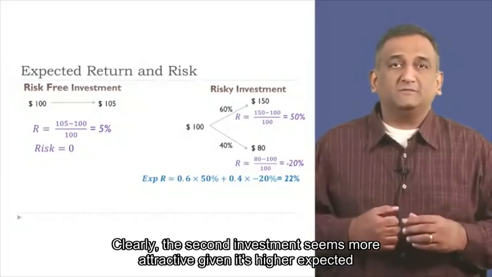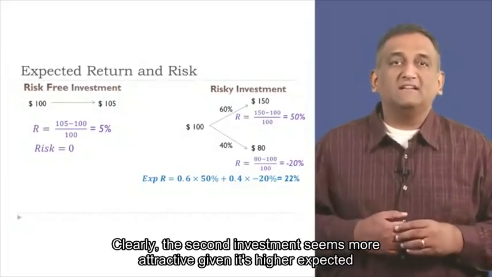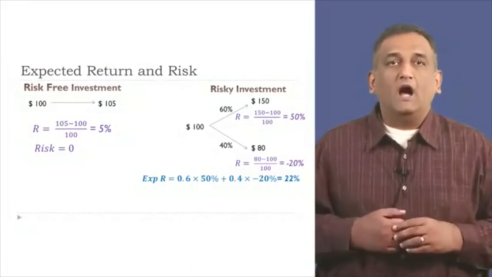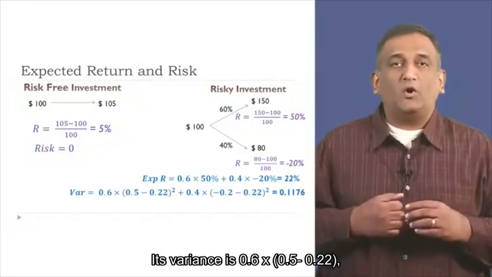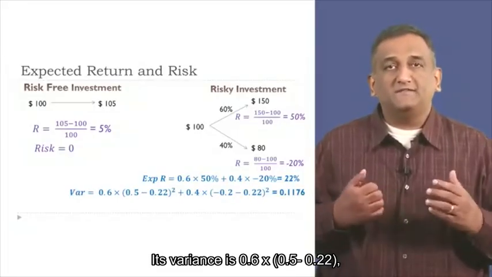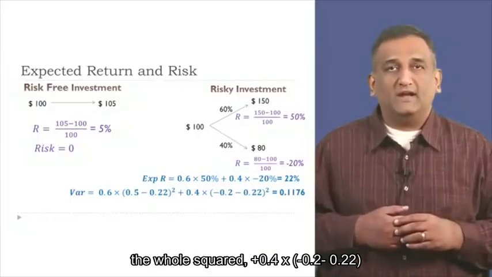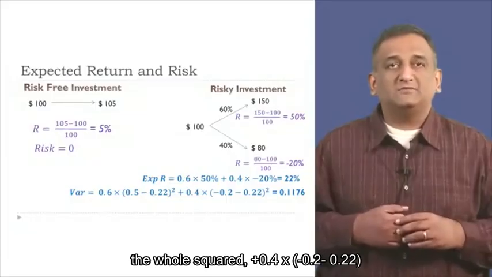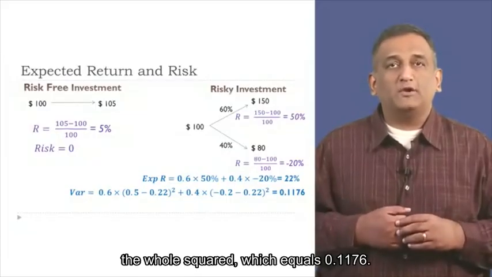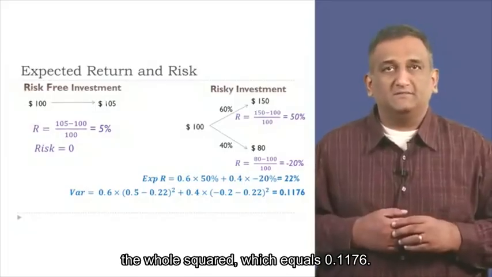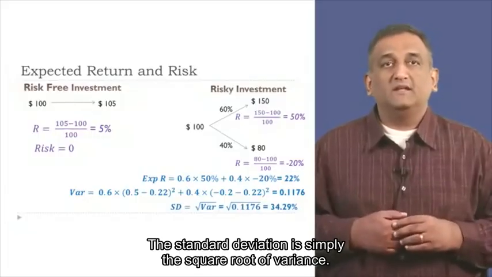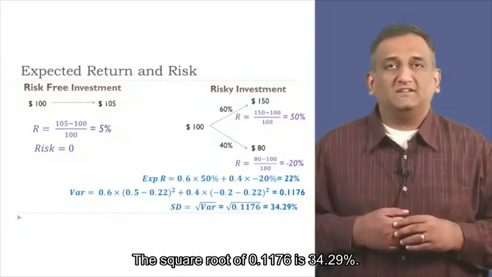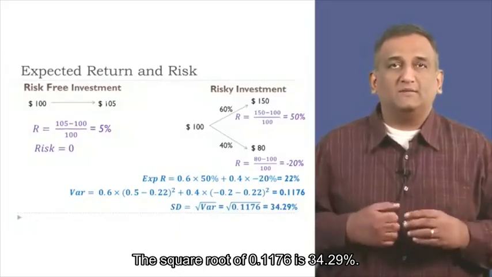Clearly, the second investment seems more attractive given its higher expected return. However, what is its risk? Its variance is 0.6 times (0.5 minus 0.22) squared plus 0.4 times (negative 0.2 minus 0.22) squared, which equals 0.1176. The standard deviation is simply the square root of variance. The square root of 0.1176 is 34.29%.